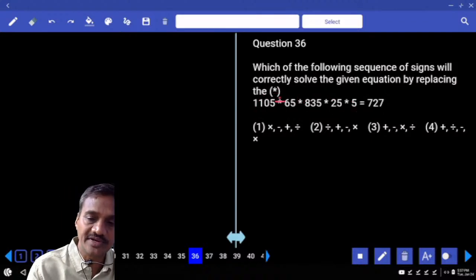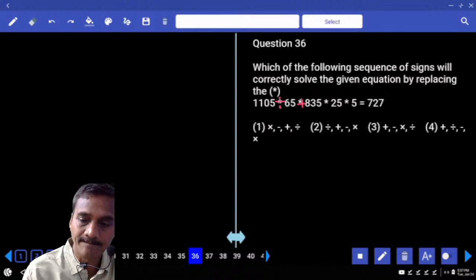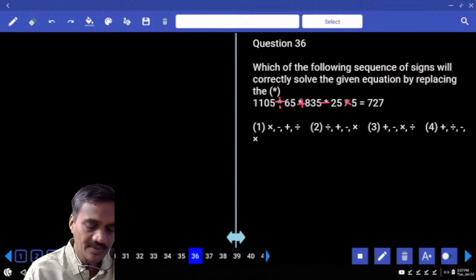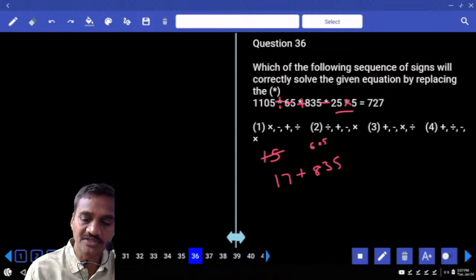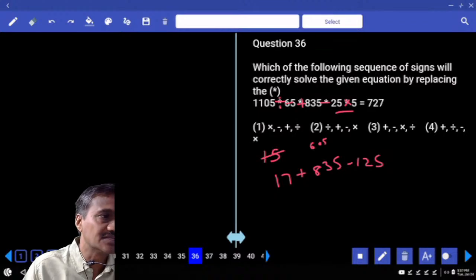Now 1105 divided by 65, next plus, minus and into. Then 1105 divided by 65. Tell me what is the value we have? And plus 835 and 25 into 5 is minus 125. This is 605. How many times does 65 go? 65 once, and 650 and this one, 50 now? 17. Now 17 plus 835 minus 125. Are you getting the value or not? 727, that is choice 2 is the answer, 36.